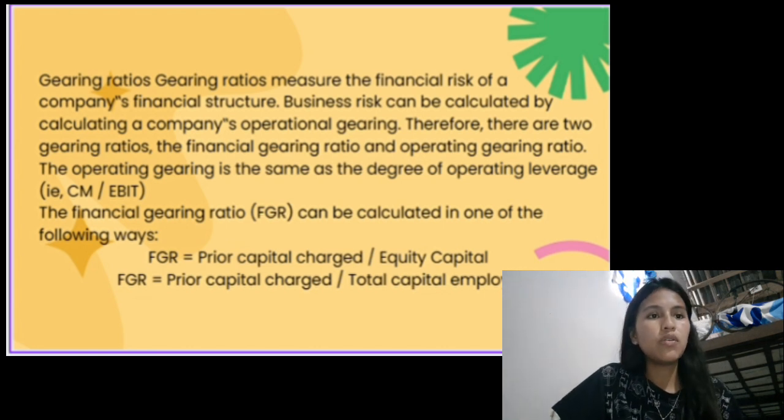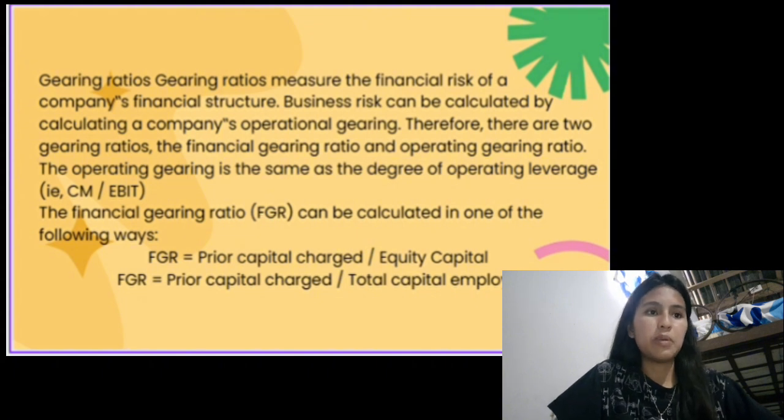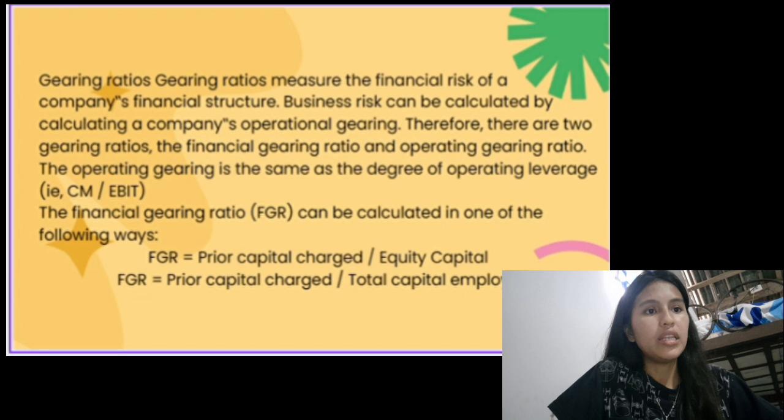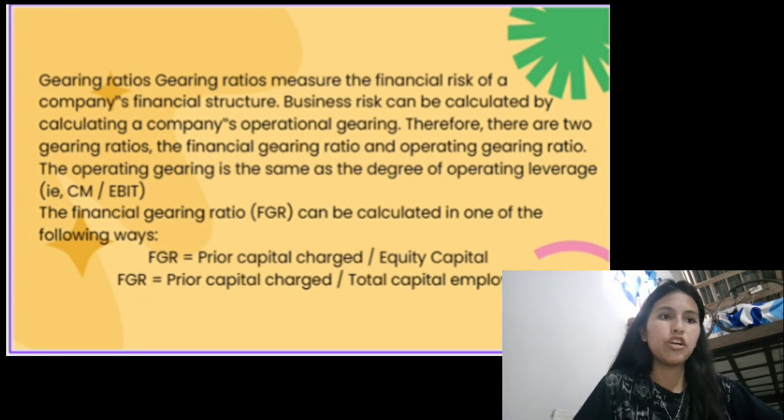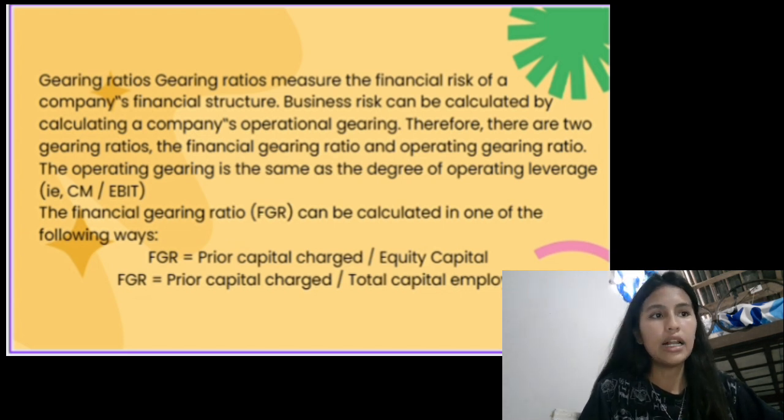So, ito naman yung paano natin makukuha yung FGR or financial gearing ratio. So, dito is sinasabi na para makuha siya is FGR equals prior capital charge divide equity capital, or pwede rin siya makuha as prior capital charge divide sa total capital employed.